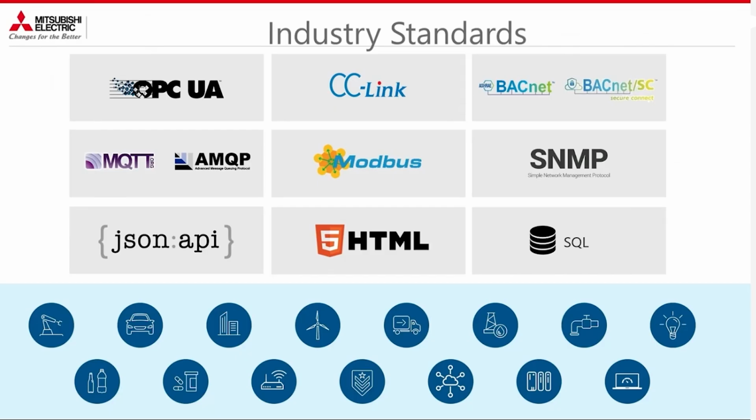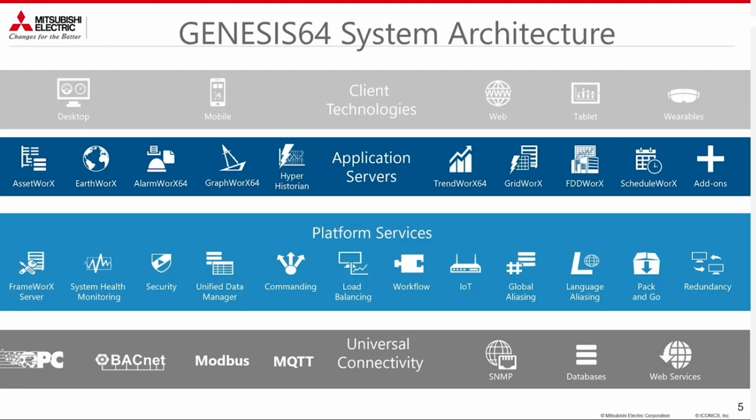That's basically done through following the industry standards using OPC UA, Modbus, SNMP, JSON, HTML, MQTT, BACnet, and the power of SQL as well. So using these industry standards like CC-Link, we bring all those powers into the system architecture. If we look into the system architecture, we have this bottom layer, which we call the universal connectivity. And that's the start of the power of connectivity to the controllers, industrial controllers, PLCs, IoT devices, IT applications, databases, web services. All those sources of information, field instruments, come into a centralized platform service, we call frameworks.